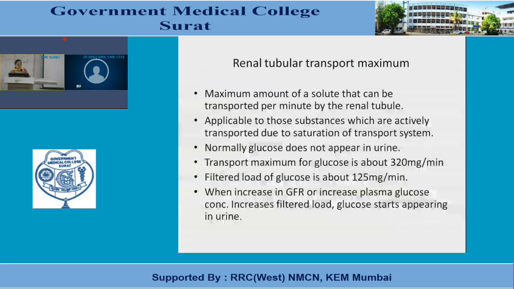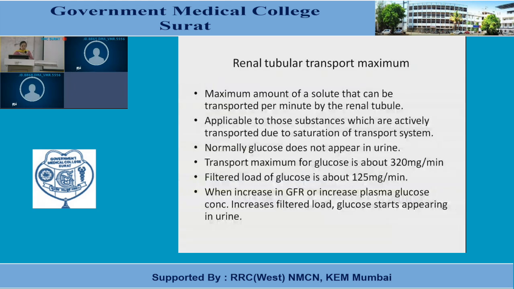The filtered load of glucose is 125 milligrams per minute and the transport maximum is about 320 milligrams per minute. So when there is an increase in GFR or an increase in plasma glucose, it increases the filtered load and glucose will start appearing in urine, as in diabetes mellitus and certain other disorders.